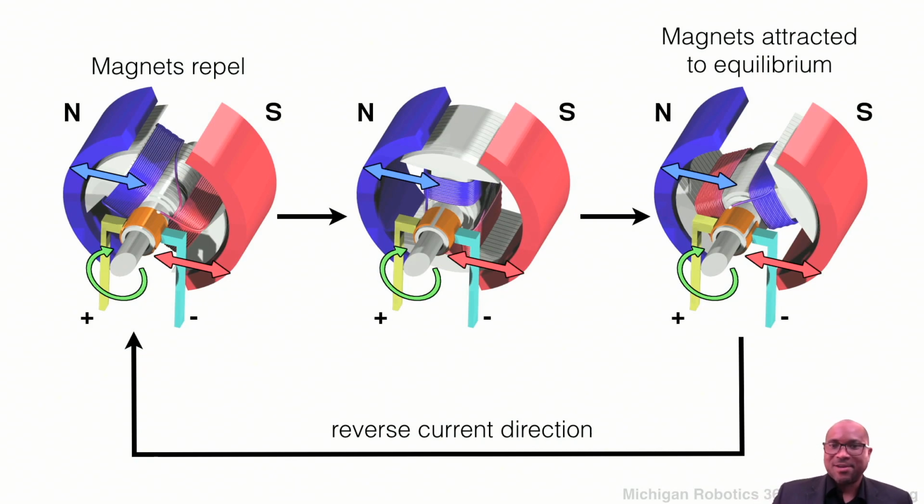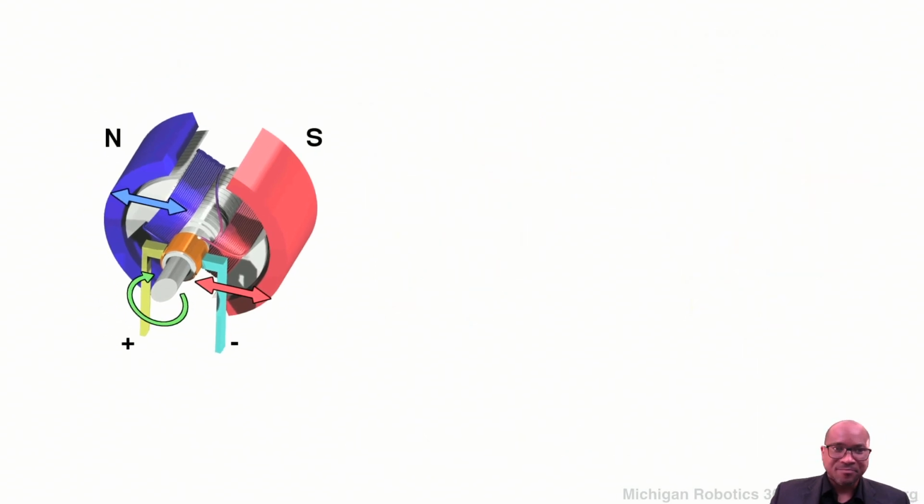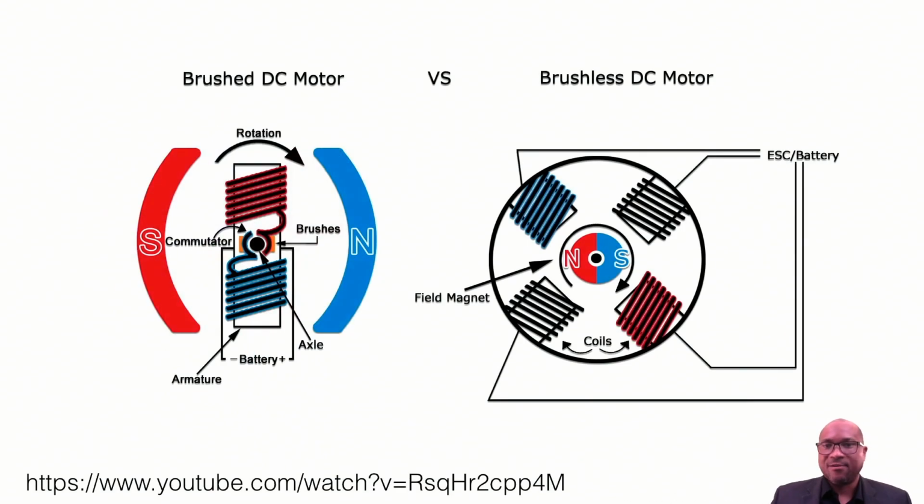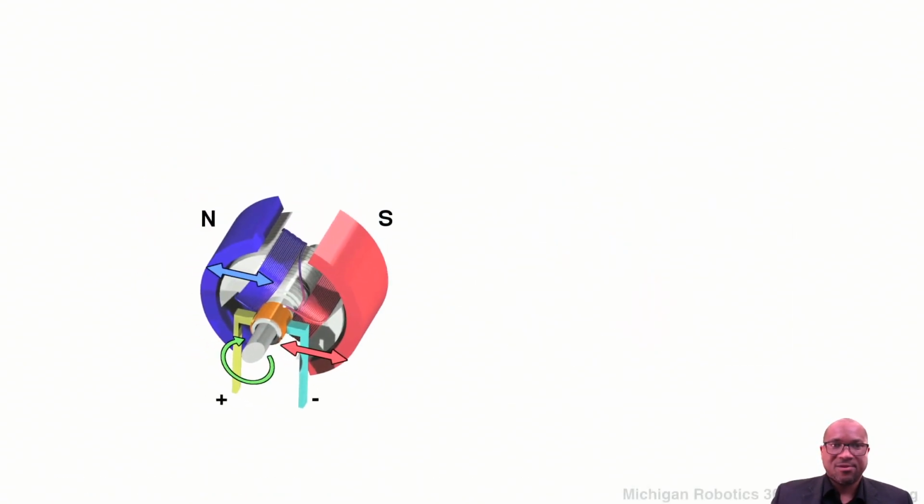I'm going to stop right there and keep going. We should note that there are different types of electromotors. I just showed a brushed DC motor, but usually you have a brushless DC motor. And there's a great video here that goes into some of those differences.